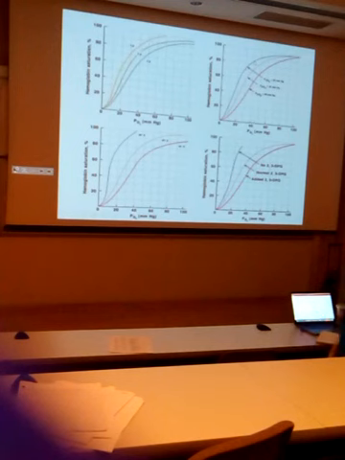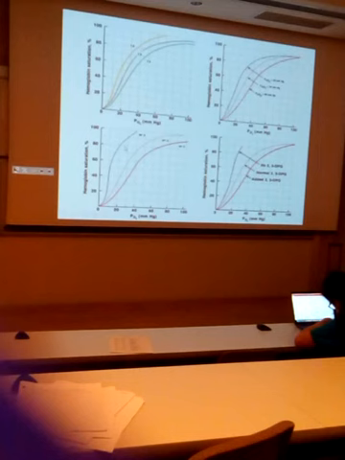So same relationship. This is showing you the effect of temperature. High temperature would be right shifted. Low temperature would be left shifted. So again, anything that causes the curve to shift right favors what?